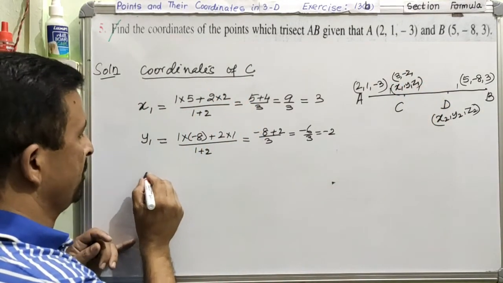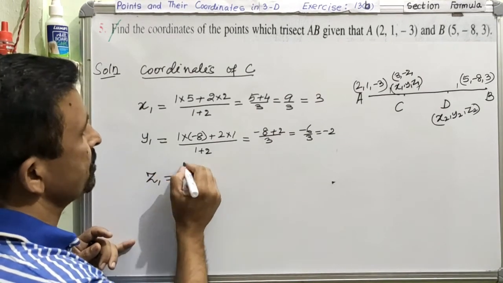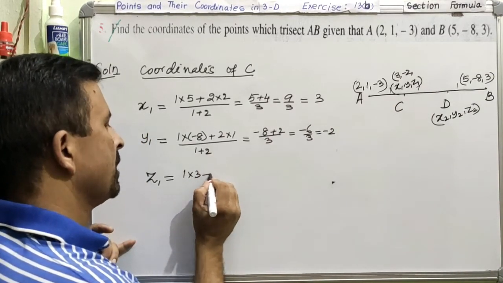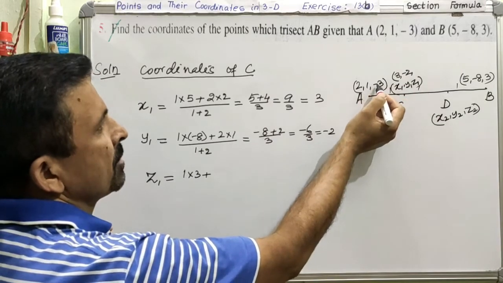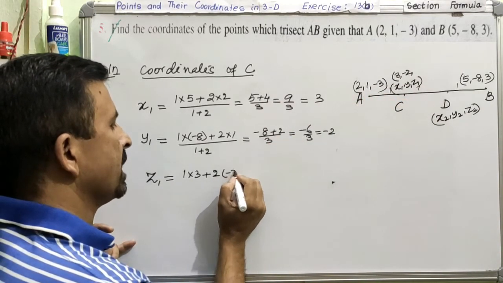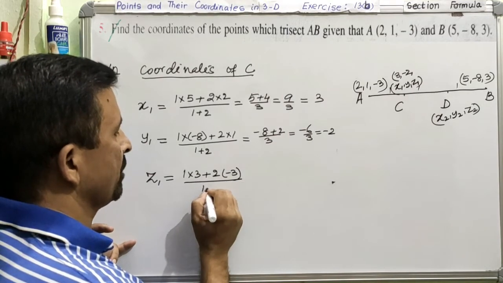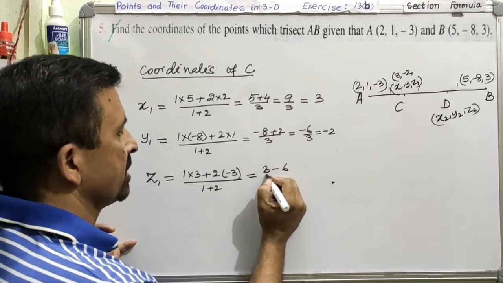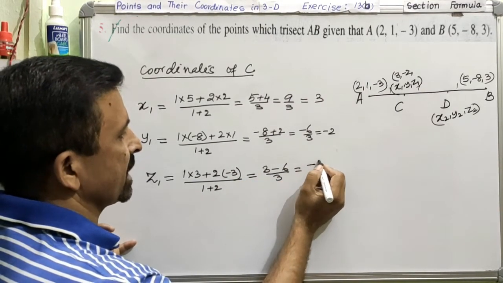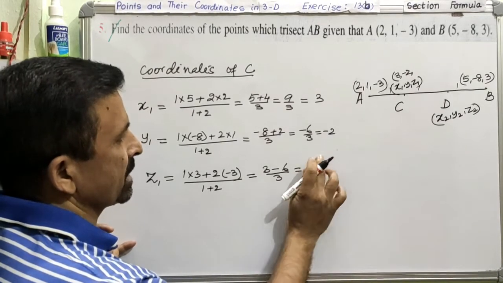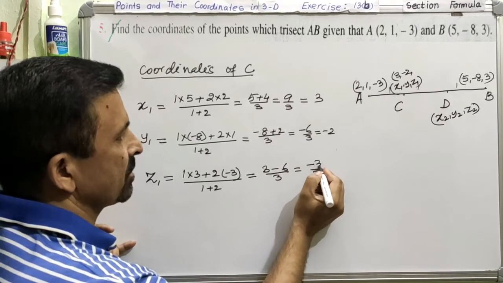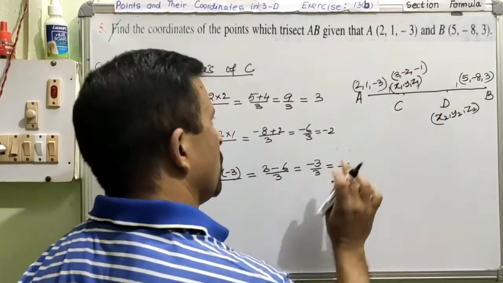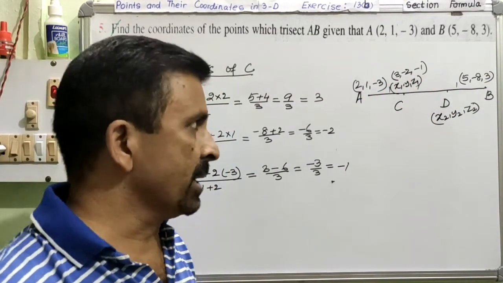And then z1. z1 is equal to 1 into 3 plus 2 into minus 3, divided by 1 plus 2. This is 3 minus 6 divided by 3. This is minus 3 over 3, because 3 minus 6 is minus 3, which is equal to minus 1, and therefore this becomes the value of your z coordinate. So we completed finding the coordinate for C.